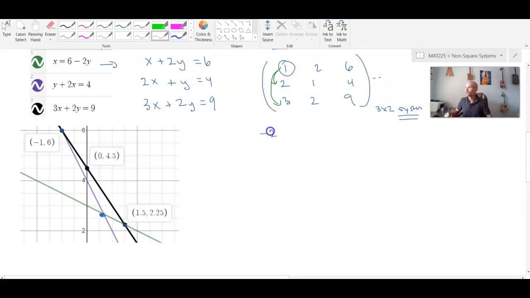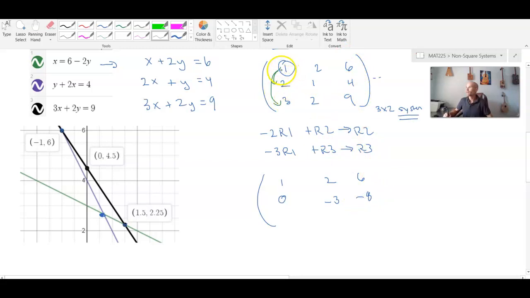I'm going to take negative 2 times row 1, add it to row 2, leave the result in row 2. Negative 3 times row 1, add it to row 3, leave the result in row 3. So that's going to give me 1, 2, 6. Here I'll have negative 2 times 1 plus 2. This will be negative 3. Negative 2 times 6 plus 4 is negative 8.